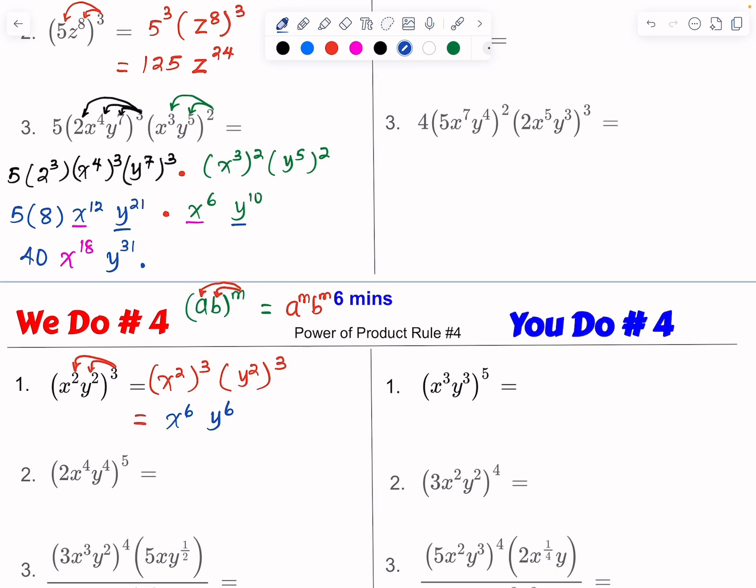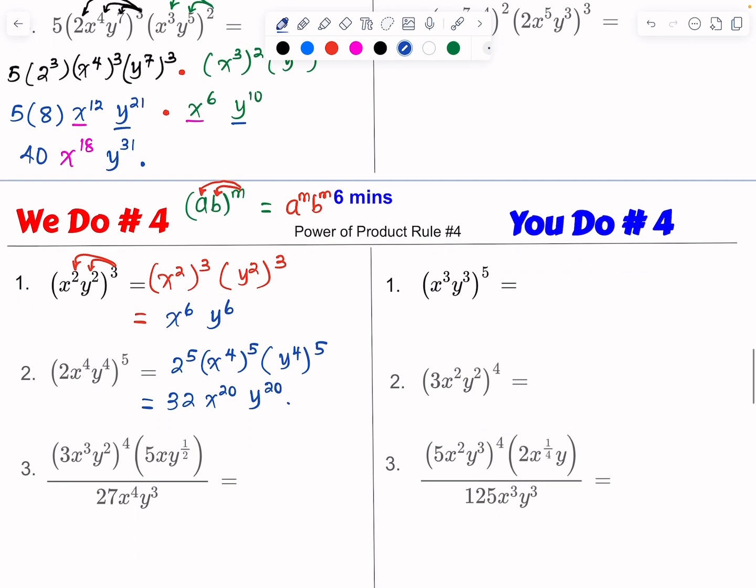Now, what about number 2? For number 2, I'm going to do the same thing. 2 to the power of 5, x to the power of 4 to the power of 5, sorry, and y to the power of 4 to the power of 5. And then I'm going to simplify. 2 to the power of 5 is going to give me 32. And then x to the power of 4 to the power of 5, I just need to multiply that. That will be x to the power of 20, and then y to the power of 20. Just like that.